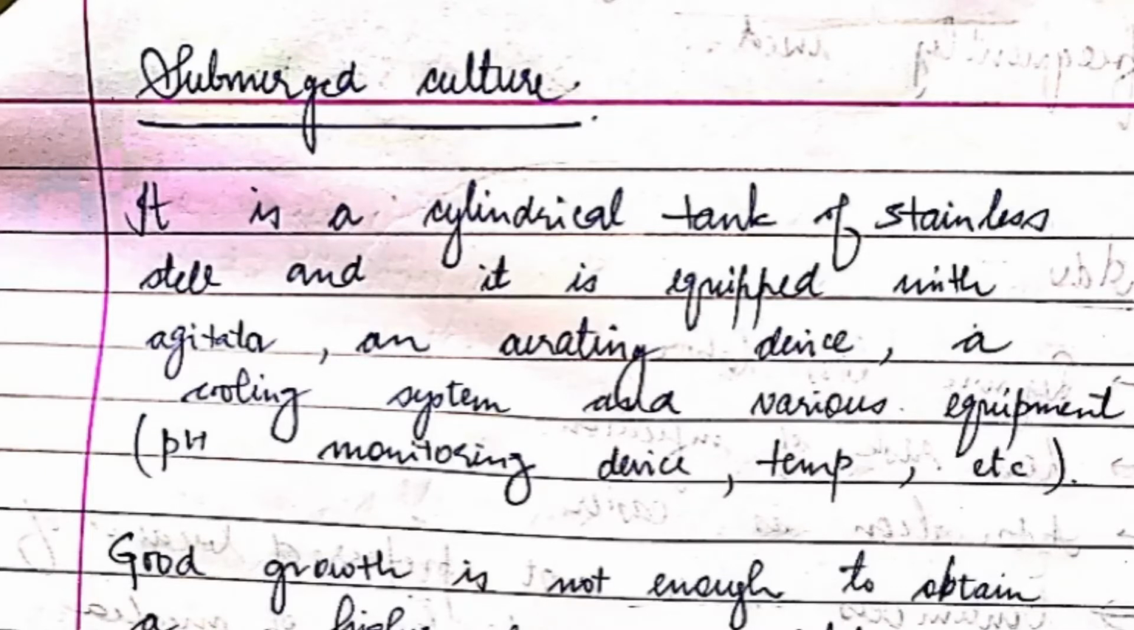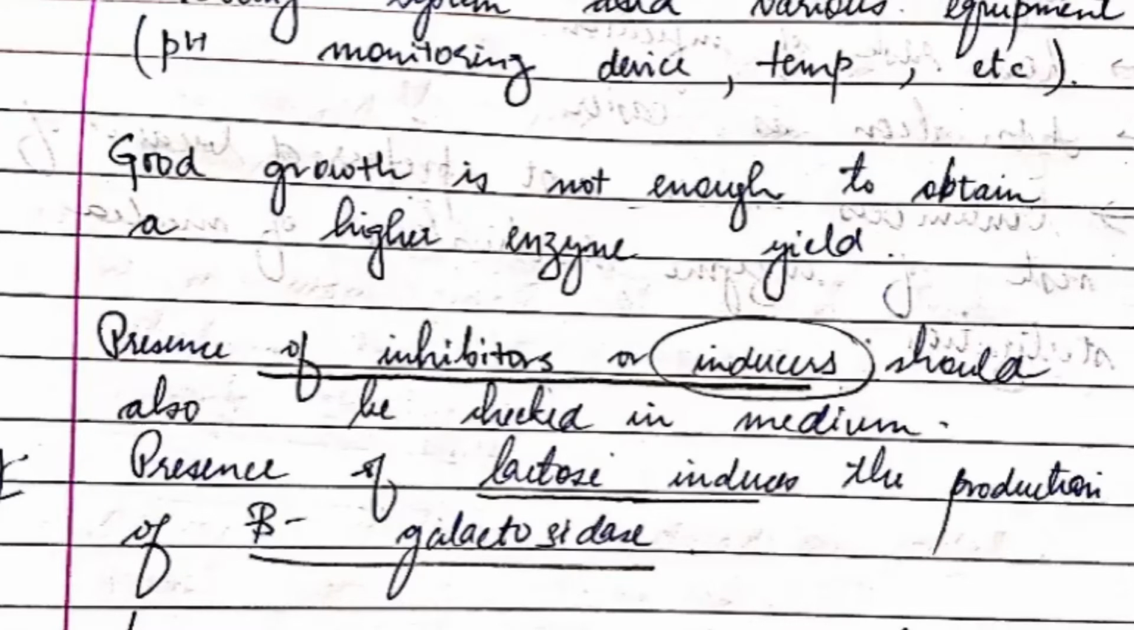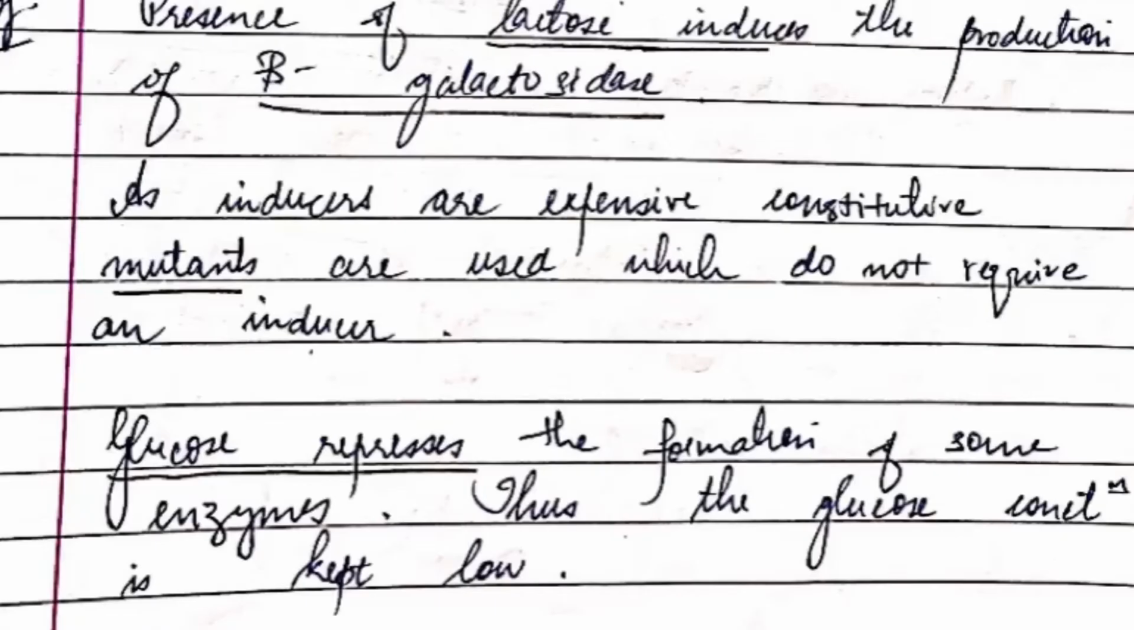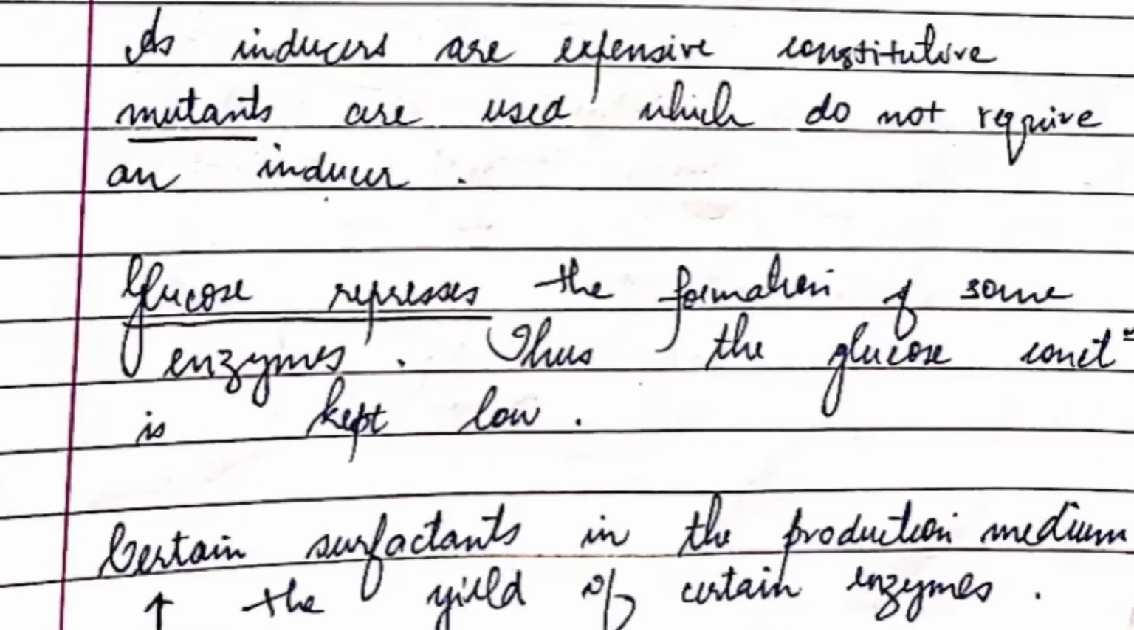Presence of inhibitors or inducers should also be checked in the medium. For example, presence of lactose induces the production of beta-galactosidase. Glucose represses the formation of some enzymes, thus the glucose concentration is kept low. Certain surfactants in the production medium increase the yield of certain enzymes. In that case, non-ionic detergent, that is Tween 20, is frequently used.